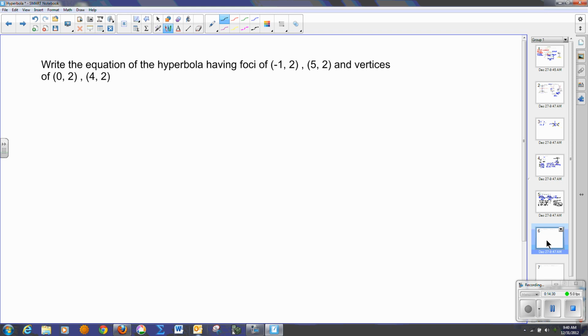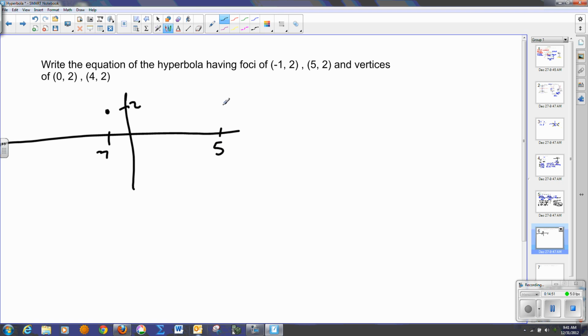Another example, let's say I've got the foci and the vertices and I'm looking for the equation. Again, I'm going to sketch this out. Here's -1, 2. Put a dot there. Call this 5 and 2. Put a dot there. Call this 4 and 0. Dot here, dot here. And this is a hyperbola.